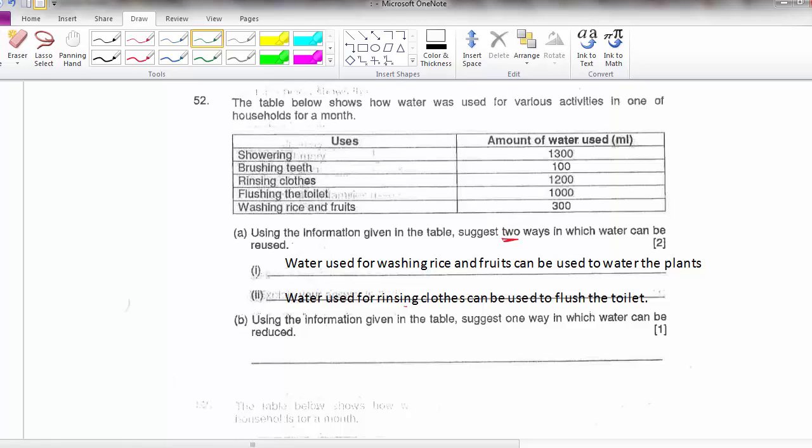So using the information in the table, suggest one way in which water use can be reduced. So there are many ways, so any one of these, I'll just give you one of the answers. So one way is to turn off the tap when soaping during shower.